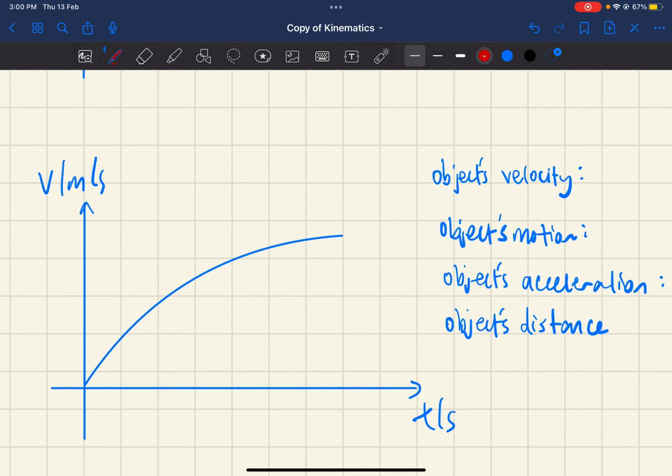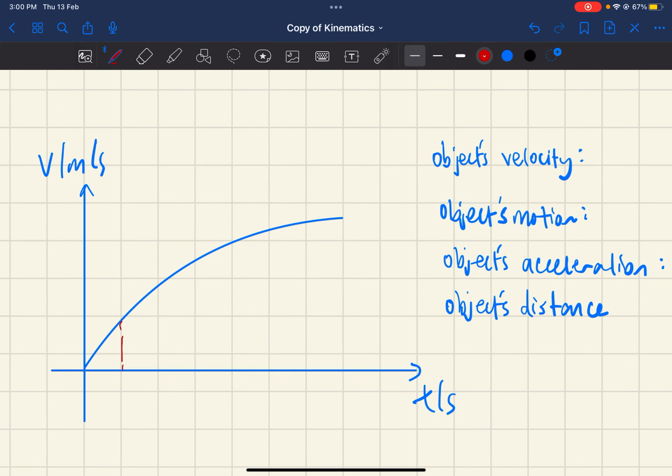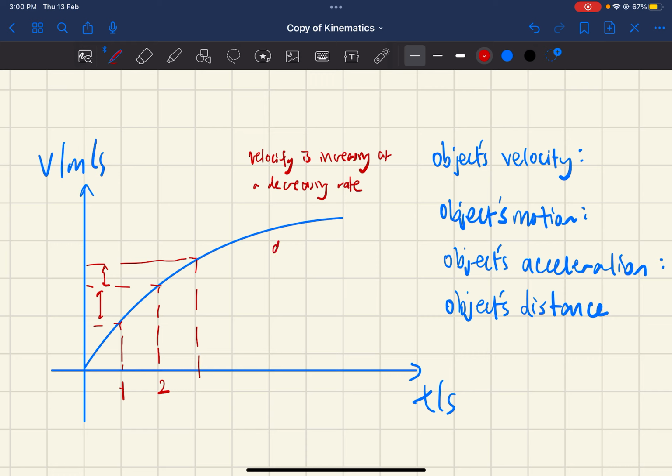This graph over here, same thing, your velocity, after every second, the gap is getting smaller and smaller. So your velocity is increasing at a decreasing rate. Next one will be your acceleration. For your acceleration, think of it as the steepness of your line. Your steepness of your line is getting more and more gentle. So your acceleration is decreasing because your gradient is decreasing.